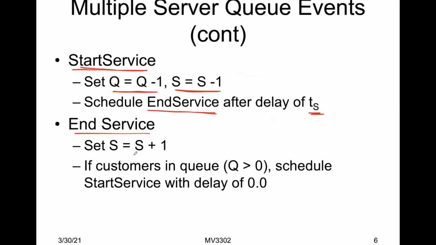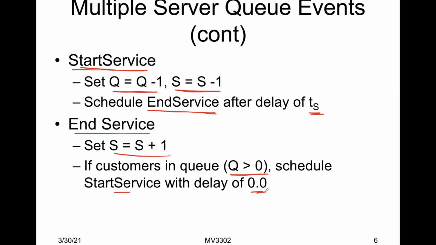So the end service event: now that the customer has left, we have a server available. In terms of the model, we now have one more server than we had before. But what's that server supposed to do? That server is supposed to serve another customer if there's one waiting. How do we know whether somebody is in the queue? Well, we have the state variable, queue, and if that's bigger than 0, that means somebody is waiting in the queue. And we're going to schedule another start service with a delay of 0.